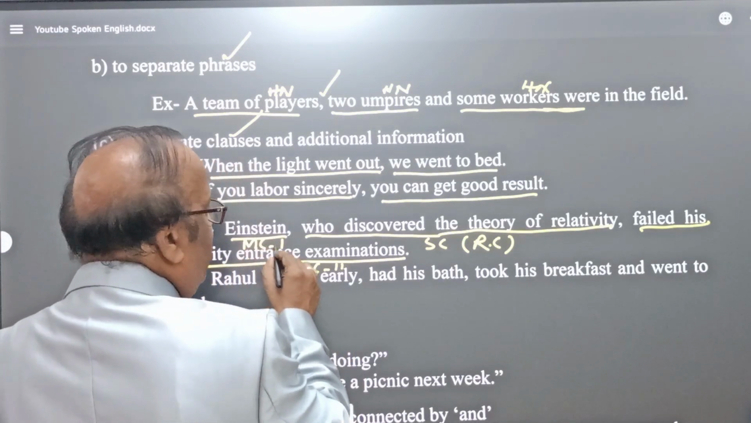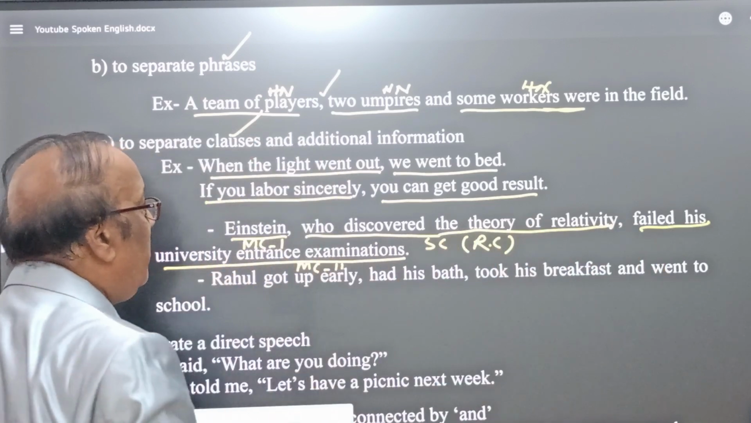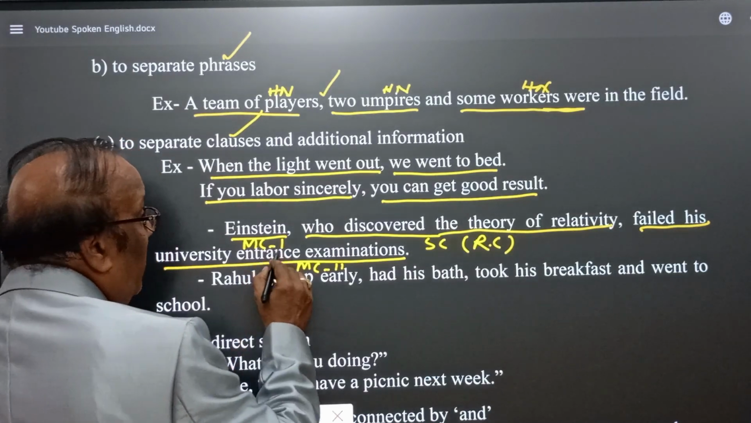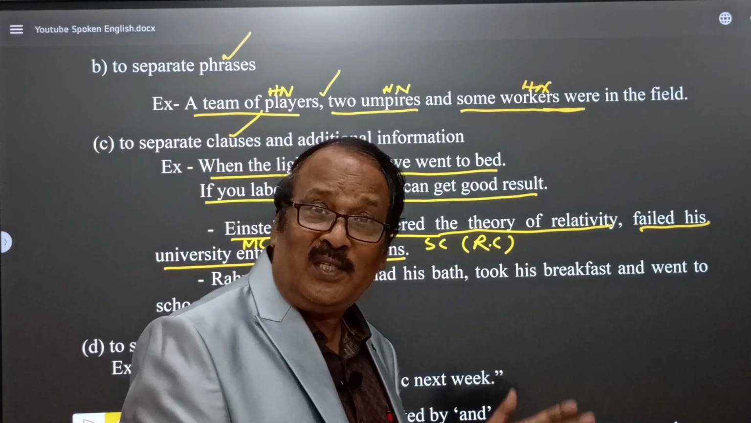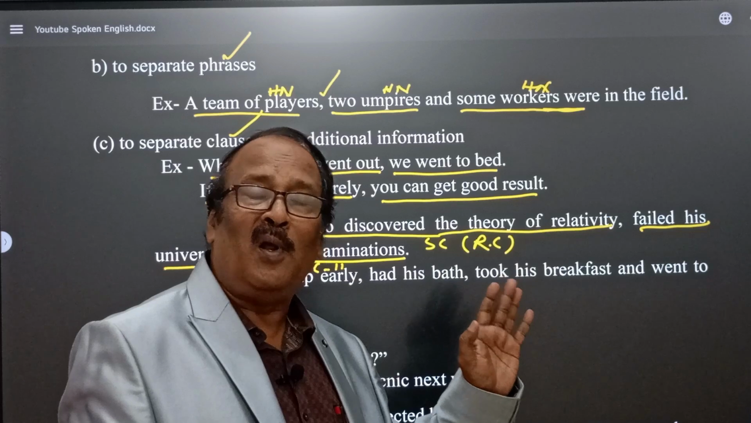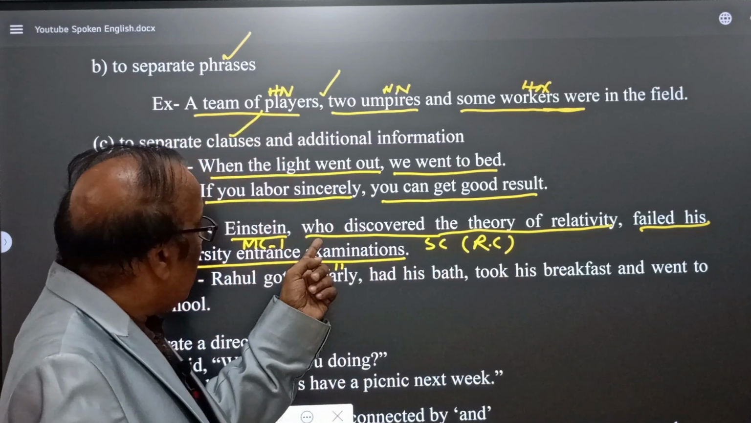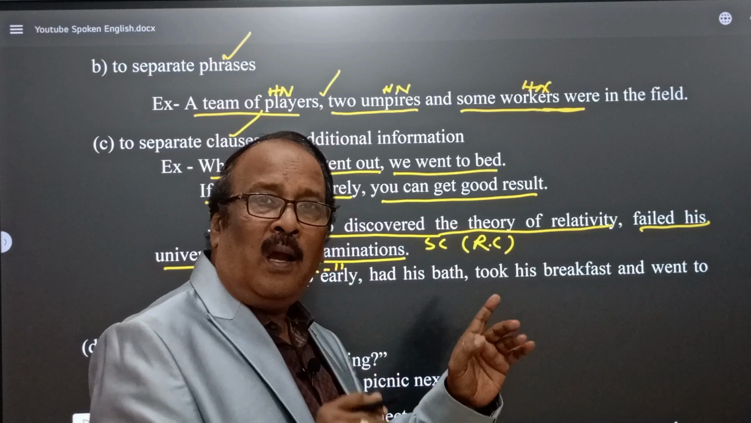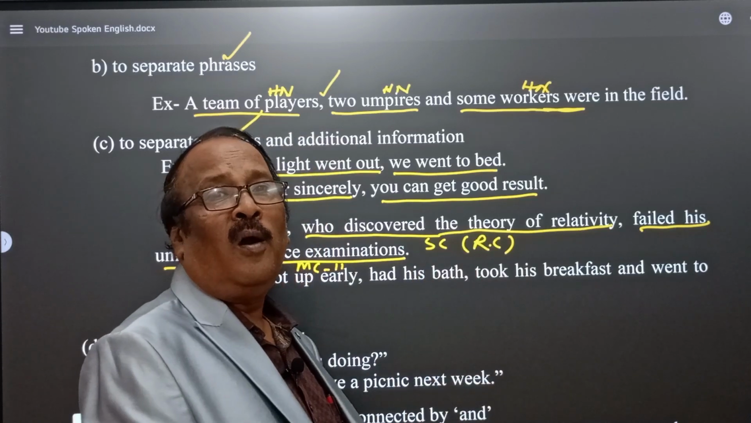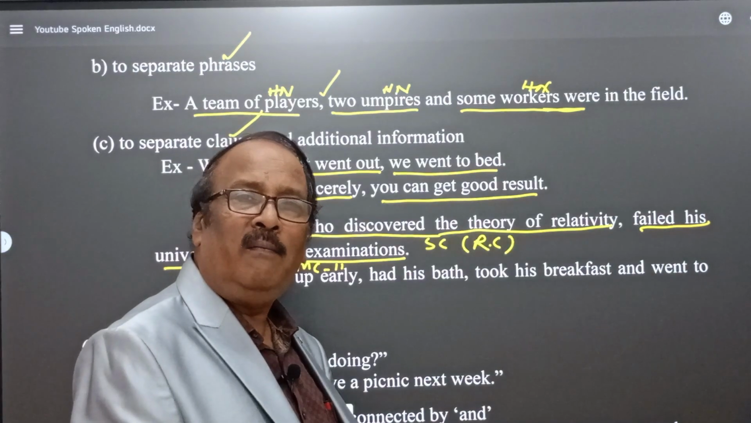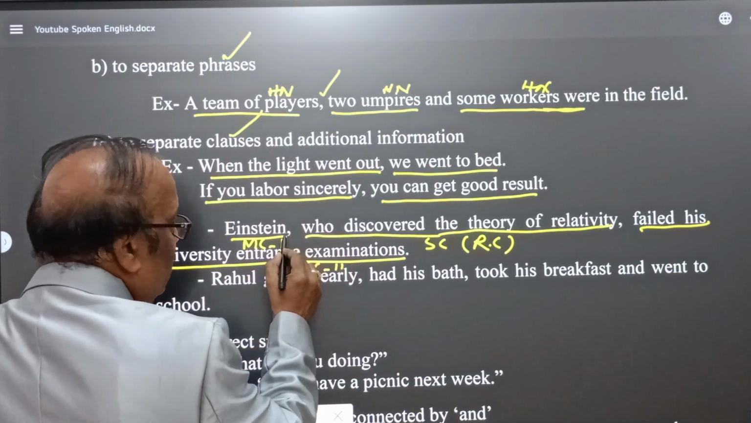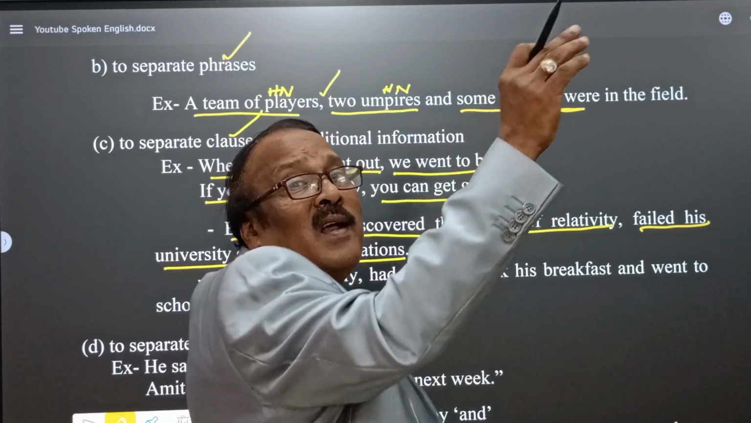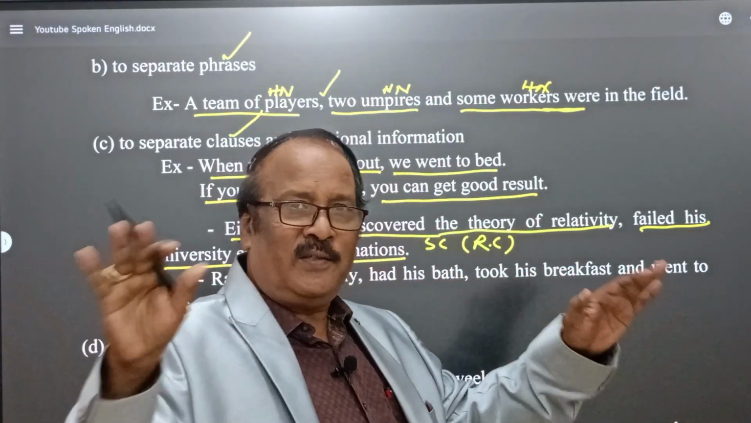And here we find that Einstein failed his university examination, main clause, who discovered the theory of relativity, subordinate clause, and whenever we give extra information, this is what we call an extra-informing relative clause. It means here we find more information about Einstein. Yes, and therefore this is a non-defining or extra-informing relative clause. Yes, and this clause is separated with the help of a comma, in order to give extra or additional meaning. Am I clear? Yes, this is the idea.